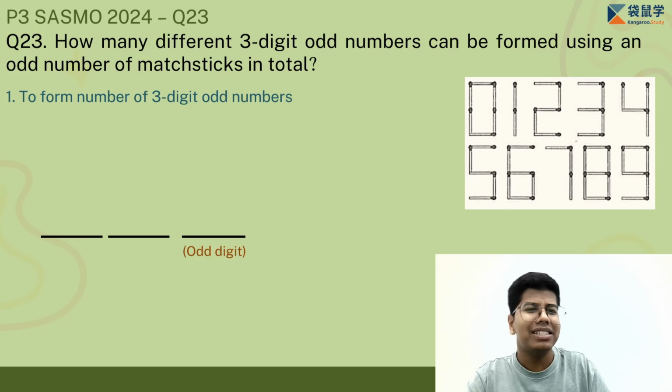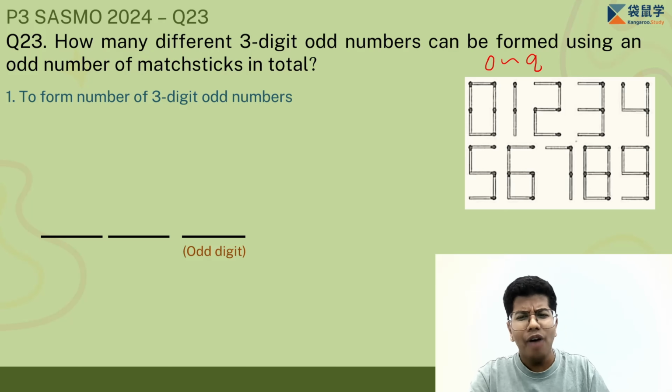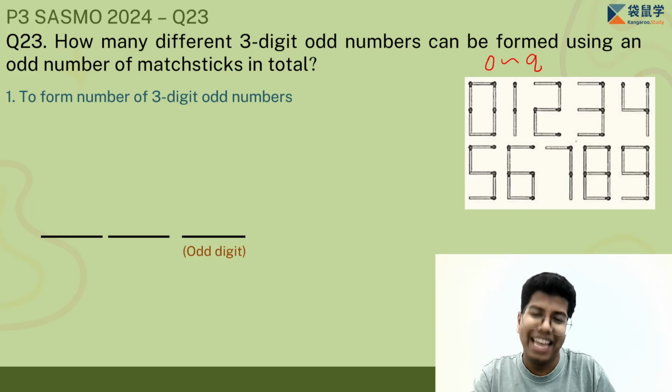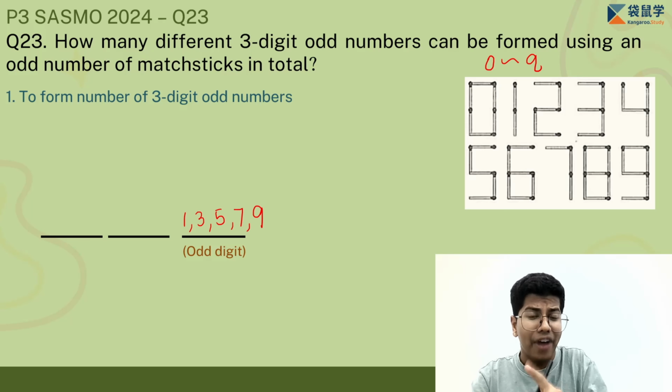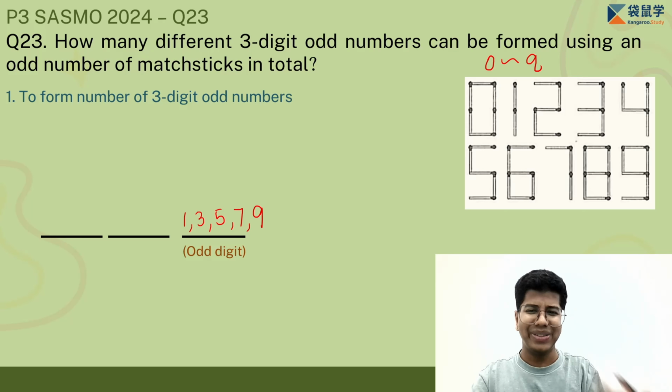Now here, the matchsticks that I have start from 0 all the way to 9. So, how many digits can I put here in order to make sure it's an odd digit? Yes, we can put 1, then 3. We can put also 5, then 7 and then 9. If I put any of the digits present, we can ensure that the number is odd. So here, how many options do I have? Yes, we just have 5 options.